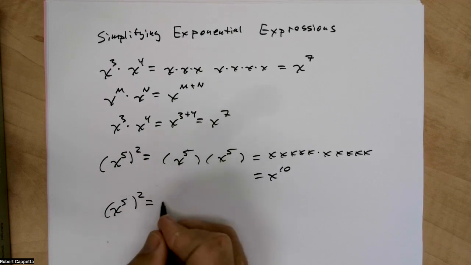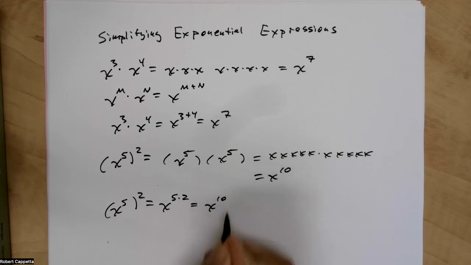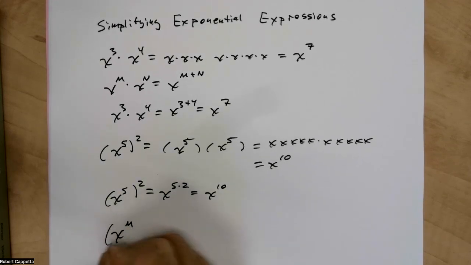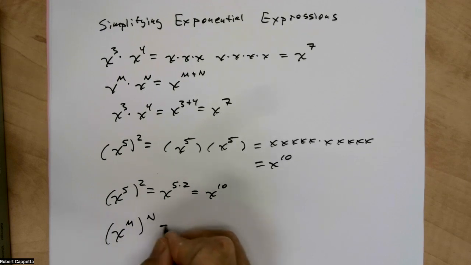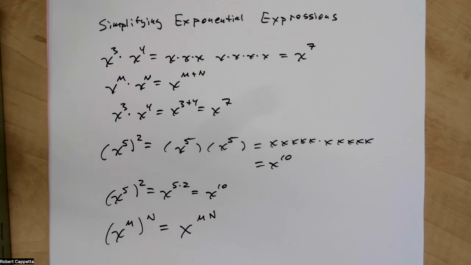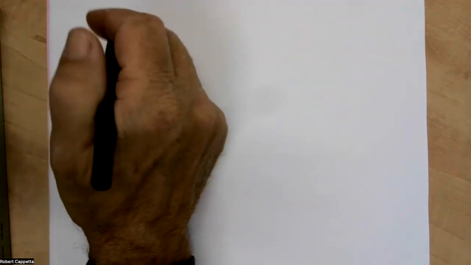x to the fifth to the second power was x to the 5 times 2 to give me x to the 10th. And then our general rule there is if I have x to the m raised to the n power, that is x to the m times n. That's another rule for us to keep in mind. Then, of course, we have this sort of a situation.